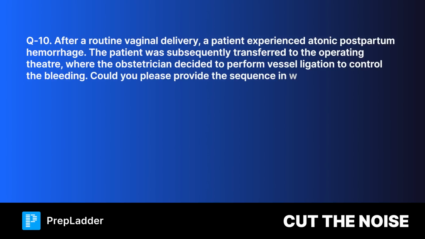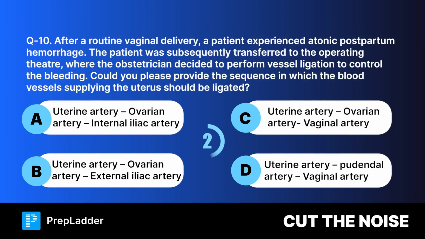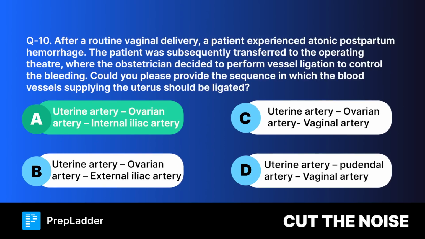Question 10. After a routine vaginal delivery, a patient experienced atonic postpartum hemorrhage. The patient was subsequently transferred to the operating theatre, where the obstetrician decided to perform vessel ligation to control the bleeding. Could you please provide the sequence in which the blood vessels supplying the uterus should be ligated? The correct answer is uterine artery, ovarian artery, internal iliac artery.